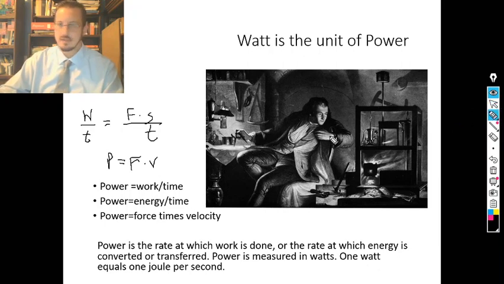Here we see an illustration of James Watt, in his laboratory, keenly observing one of his experiments.